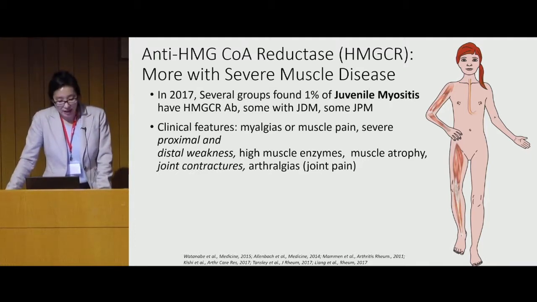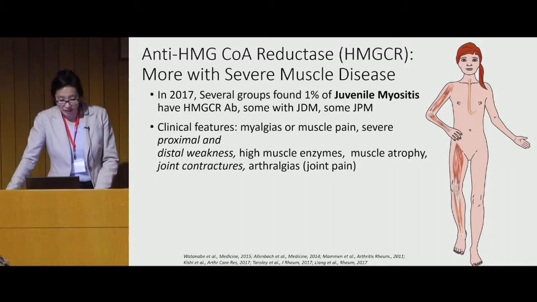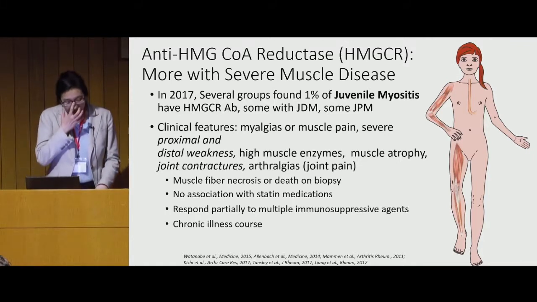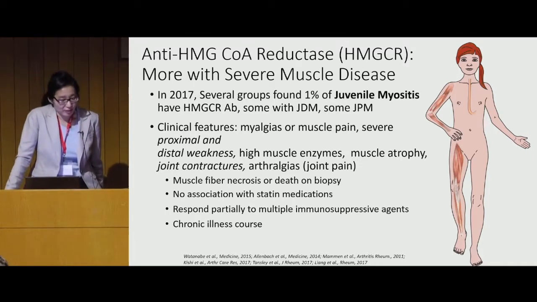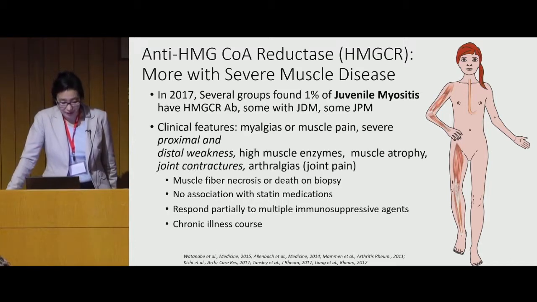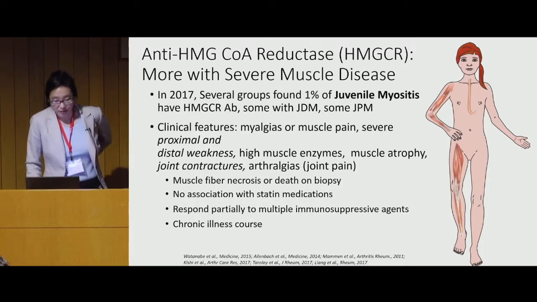Very high muscle enzymes, wasting away of muscles or muscle atrophy, joint contractures where the joints kind of get stuck and you can't fully flex or extend the joints, and arthralgias or joint pain. And similar to in adults, you would see muscle fiber necrosis or muscle fiber death on biopsy, and that it may be kind of refractory to medications and would follow a chronic illness course.